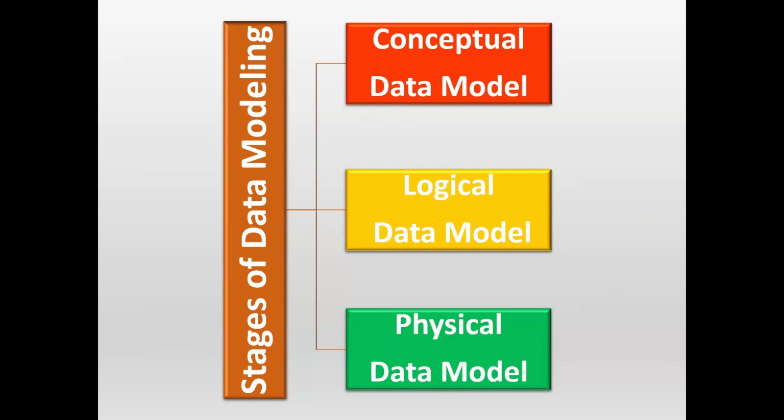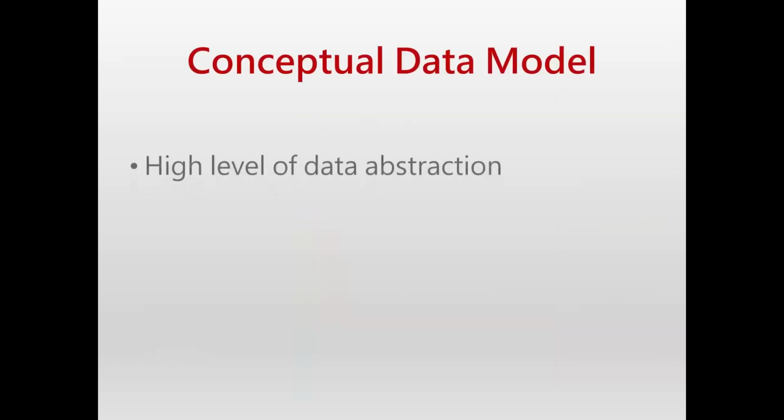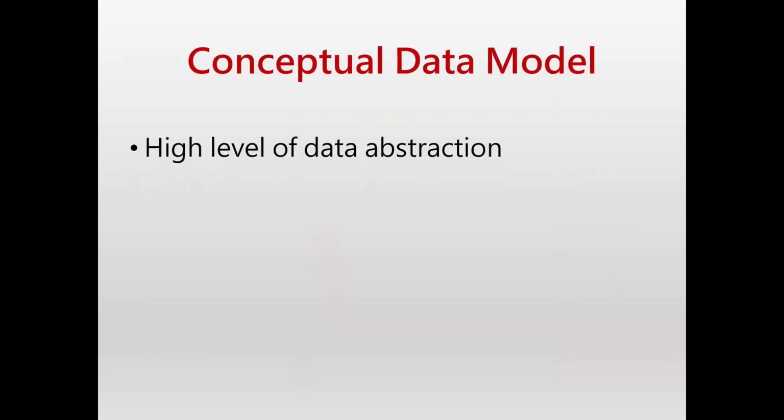We have three steps of data modeling. These are the types of data modeling: conceptual data model, logical data model, and physical data model. First, the conceptual data model. This is the beginning of the data model. It's related to the concept. So you need to have the concept of everything. There is a high level of data abstraction.